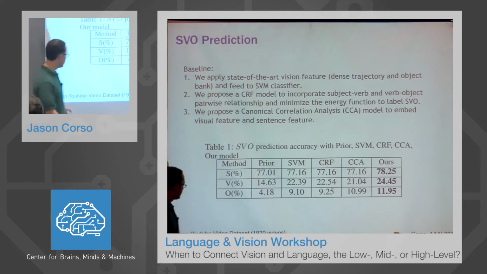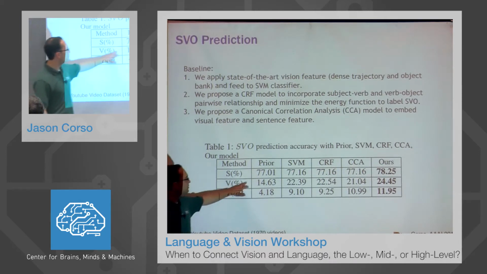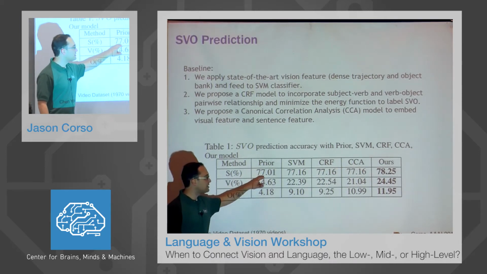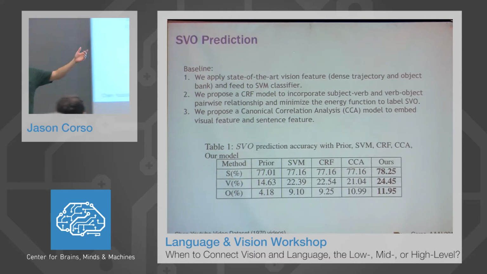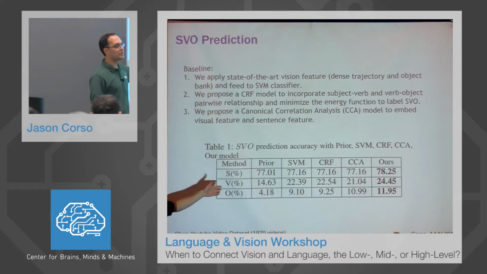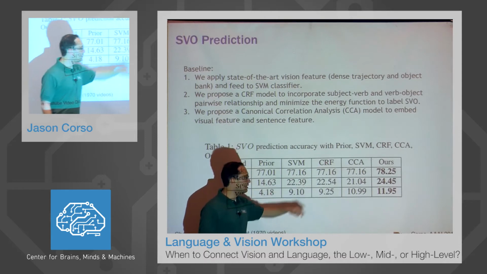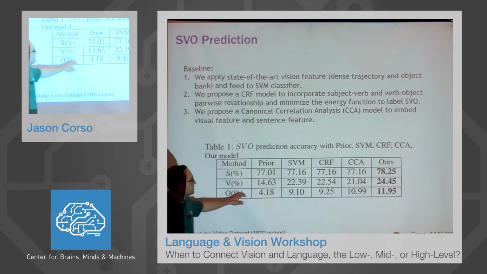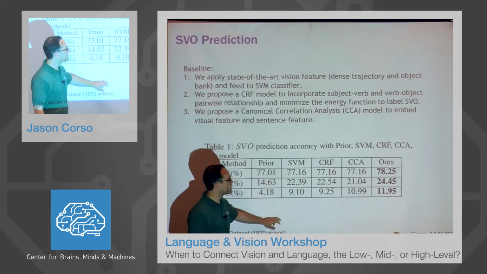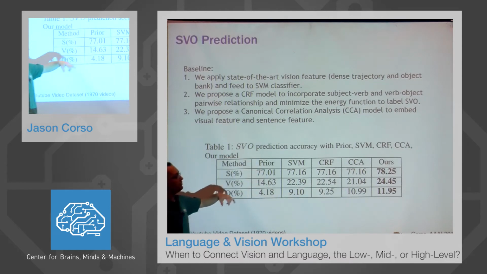Okay. And quantitatively, you can see that we are able to outperform. So this is a very biased data set. This is the Chen YouTube data set. So the prior on subject is 77%, which means that nearly 3/4 of all videos have the person as the primary subject. But we can still have an improvement over a standard SVM on visual features, a CRF that sits on top of visual features.